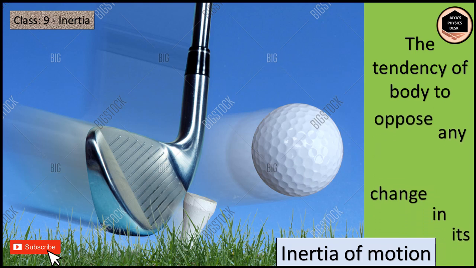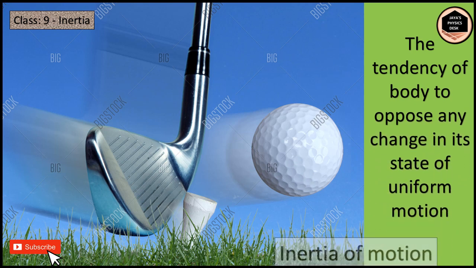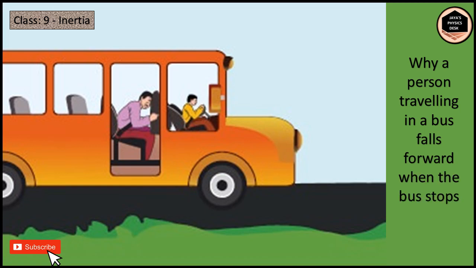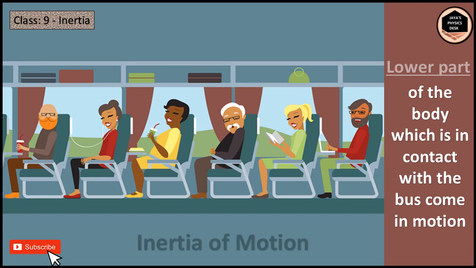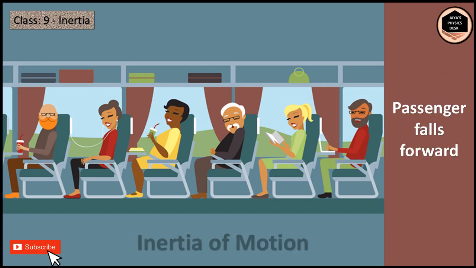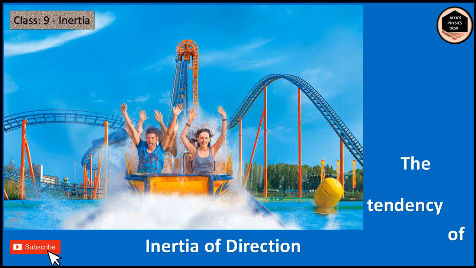The tendency of a body to oppose any change in its state of uniform motion is known as inertia of motion. Why does a person traveling in a bus fall forward when the bus stops suddenly? This is because of inertia of motion, as only our lower body is in contact with the bus, not the upper part. So when the bus stops, our body tends to fall forward.